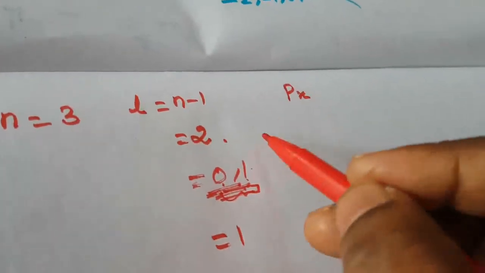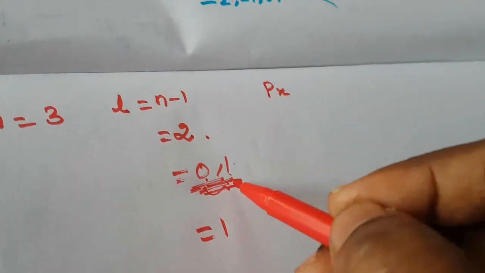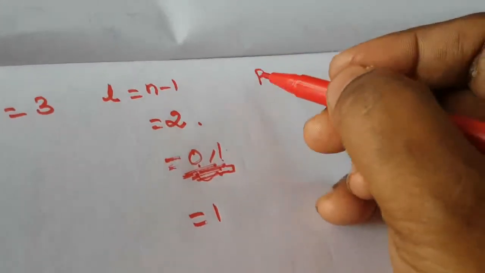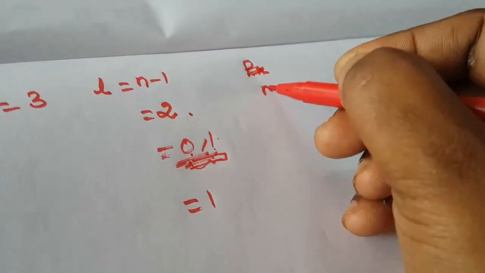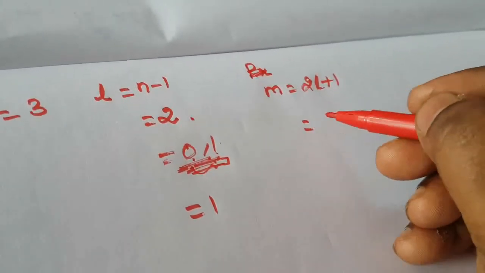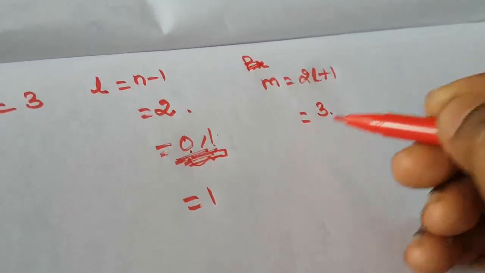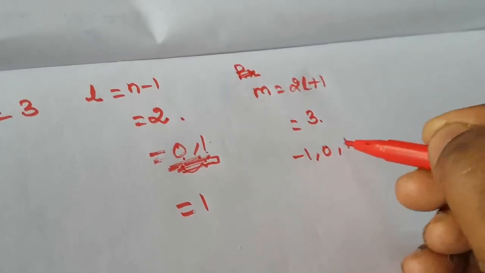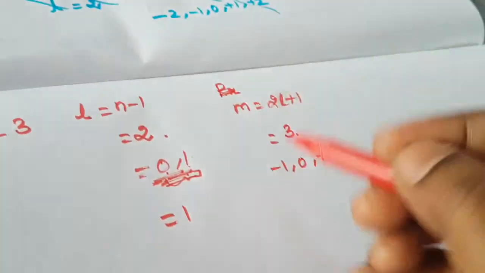L has 2 values, 0 is one value and 1 is one value. So the last value is 1. Then what is the m value? m is equal to 2l plus 1. So that is 2 plus 1, that is 3. 3 values: minus 1, 0, plus 1. So here that is the electron 3px.